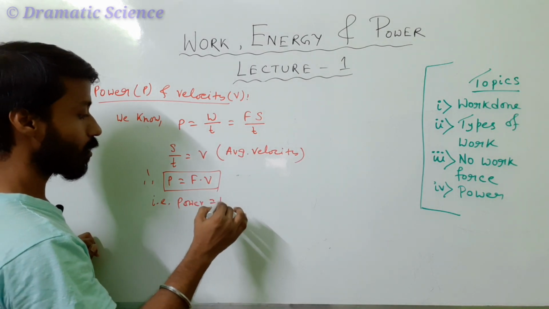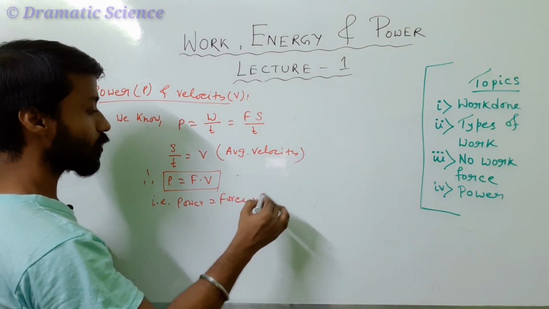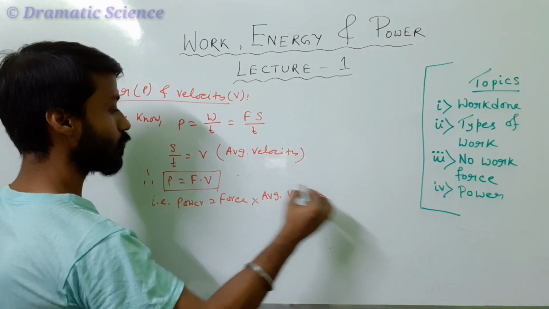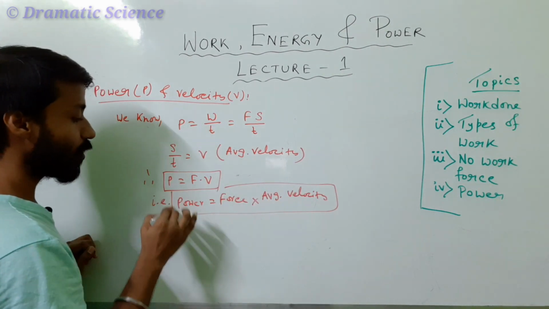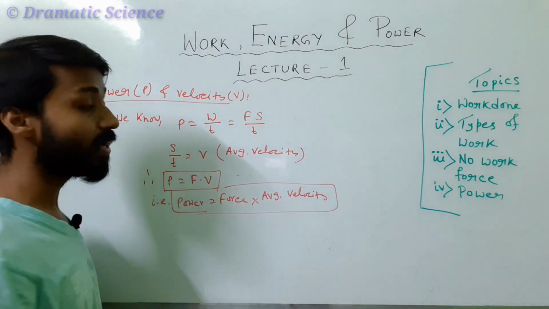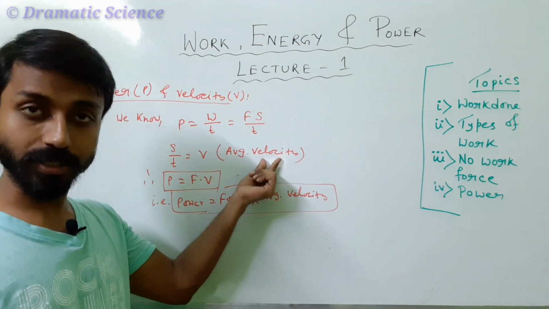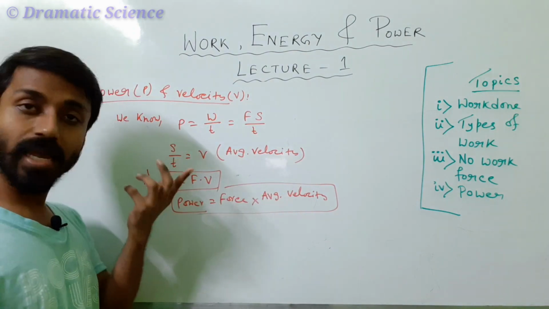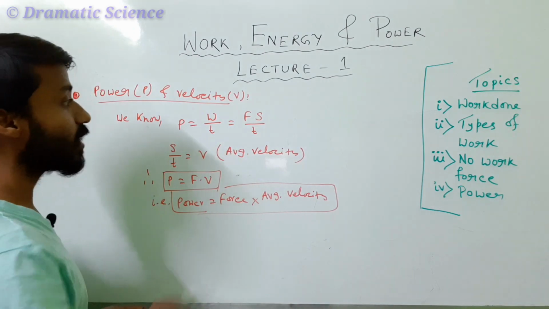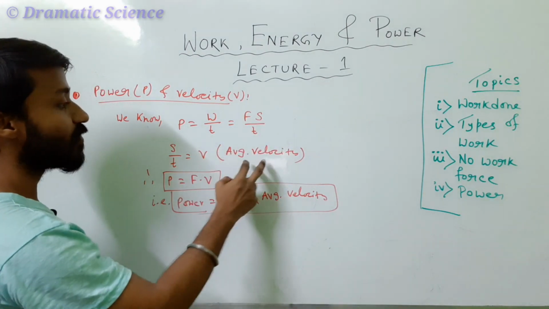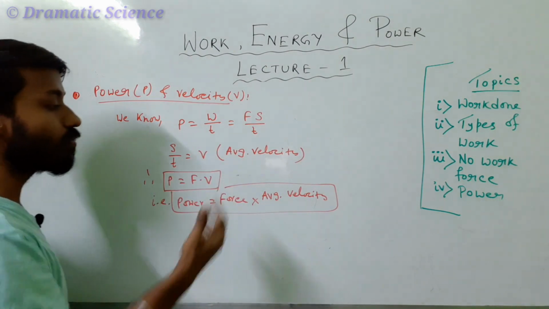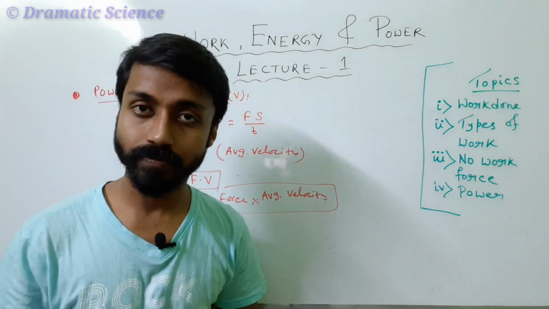that is power equals force into average velocity. If we define S as distance, then this V will be average speed, right? Distance by time is speed, so V will be average speed. As we have defined S as displacement, that's why V is average velocity. So simply power is force into average velocity, right?